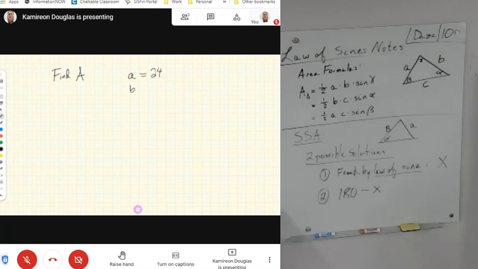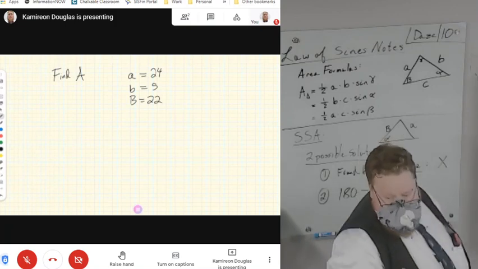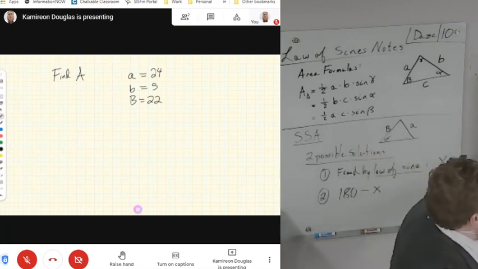Little b was 5. Big B was 22. Double check. I didn't flip those first two. Yeah, that's about right. Beautiful. Okay. Now, I'm going to try to draw this to scale.